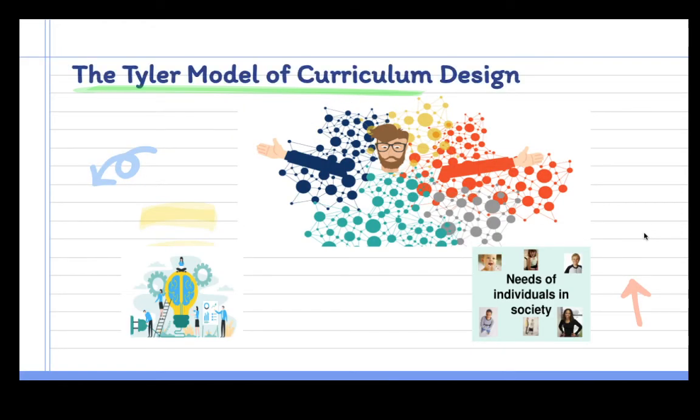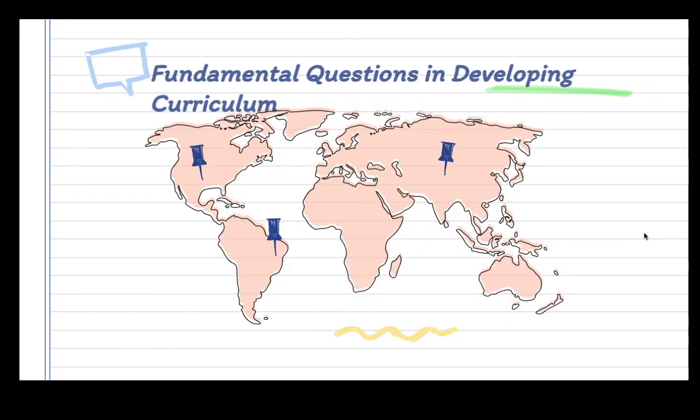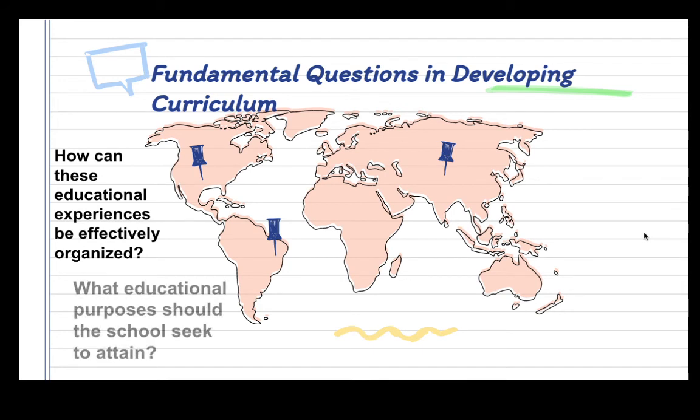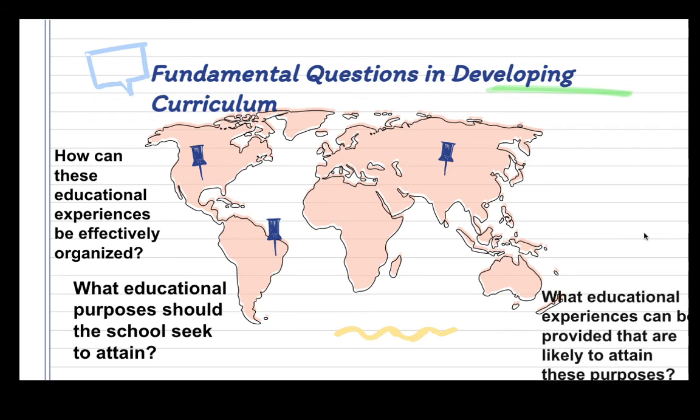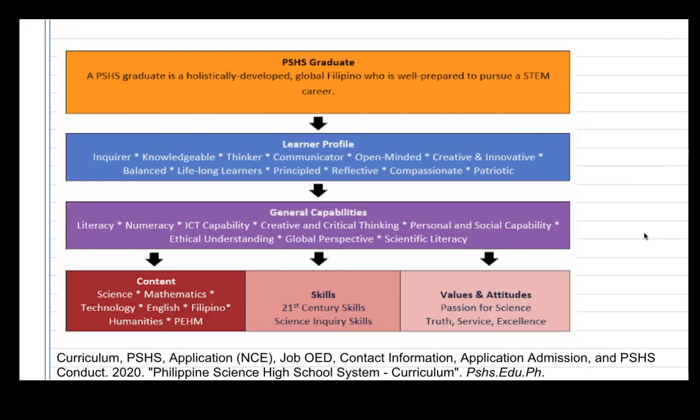For Tyler model of curriculum design, the nature and structure of knowledge is the needs of the society, the learners, and the individuals in the society. These are the fundamental questions that we need in developing our curriculum. How can these educational experiences be effectively organized? What educational purposes should the school seek to attain? What educational experiences can be provided that are likely to attain these purposes? And how can we determine whether and to what extent these purposes are being attained?